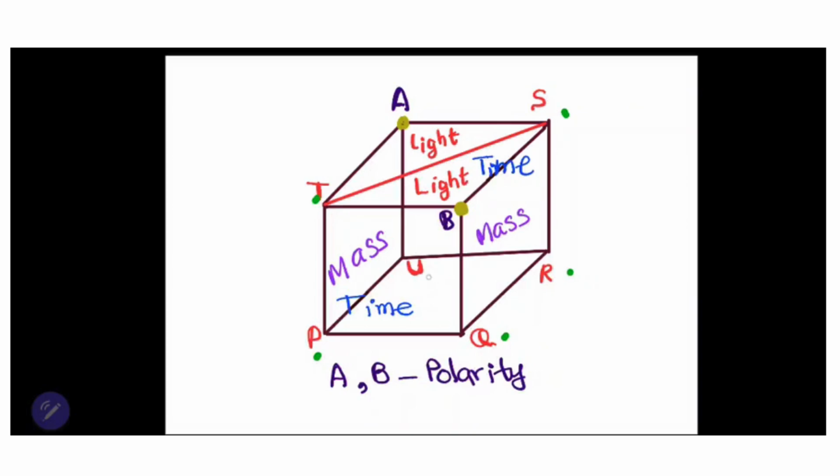represents one section, and T, A, S, R, P represents the other section. So those two sections have joined to create the force cube. The top plane is the light plane and this is the diagonal.